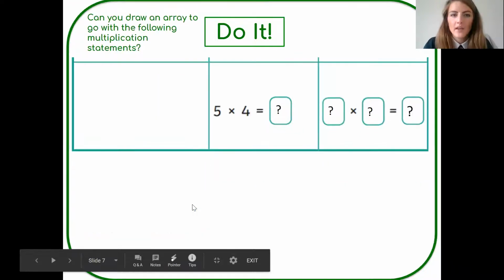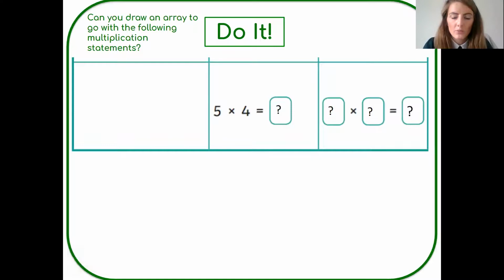Okay. And the next one, you're going to draw your array to go with the multiplication facts here. And can you do the other multiplication statement as well? So you could do 5 rows with 4 in each row. You can draw anything. You could draw stars if you wanted to, or just circles.